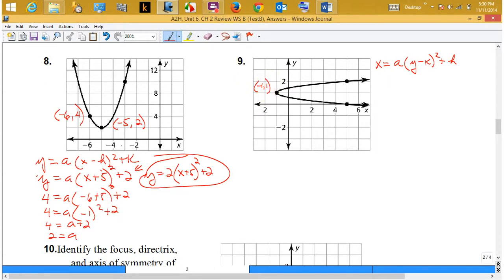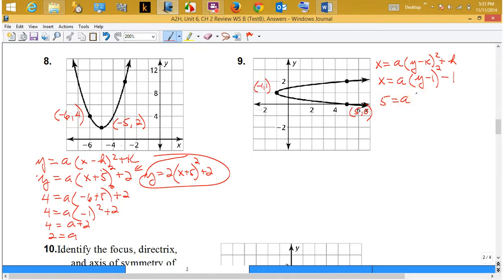So plugging that in, I would have x is equal to a times y minus the k, y minus 1, plus h, and h is -1, so that'd be minus 1. Now I'm going to need another point to put in, and don't forget this is an x equals y squared form, so it's going to be backward from what we're usually looking at. So here I have a point at 5, 0. Let's plug that in. So the x value is 5.